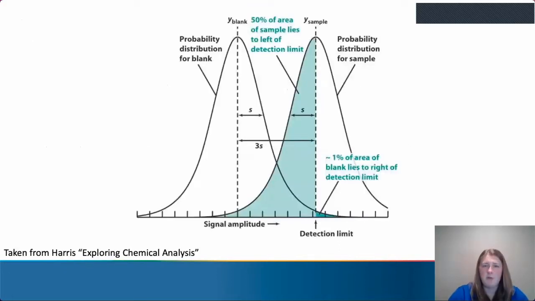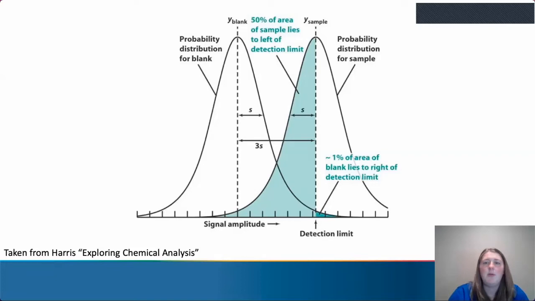I find it helpful when we're thinking about limits to think about these Gaussian curves. I think it helps explain the concept a little better. So what you're looking at here is a graph of a Gaussian curve for the blank on the left, and you've got your sample on the right, and your concentration is on the x-axis. So for the blank, there's an equal probability of being above or below the average blank signal. Okay, so you want your sample curve to be separated from the blank curve. So you don't want these on top of each other.